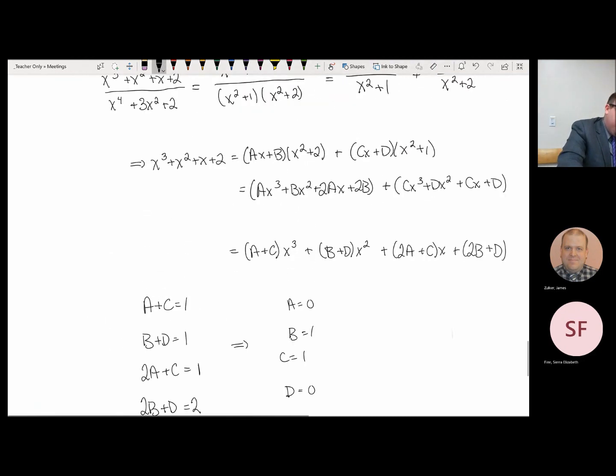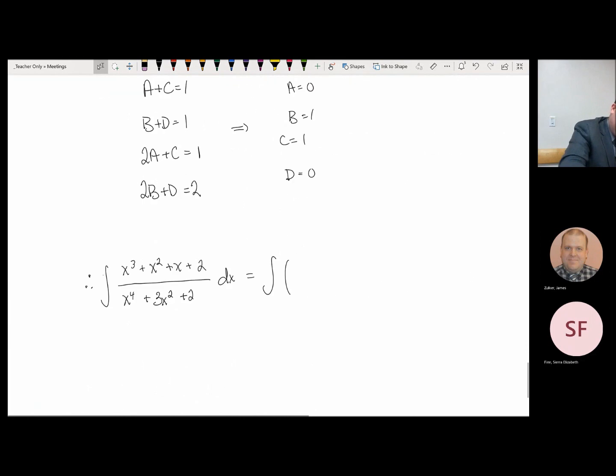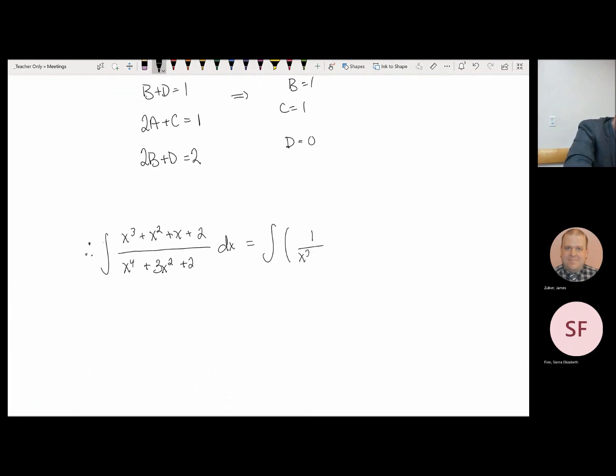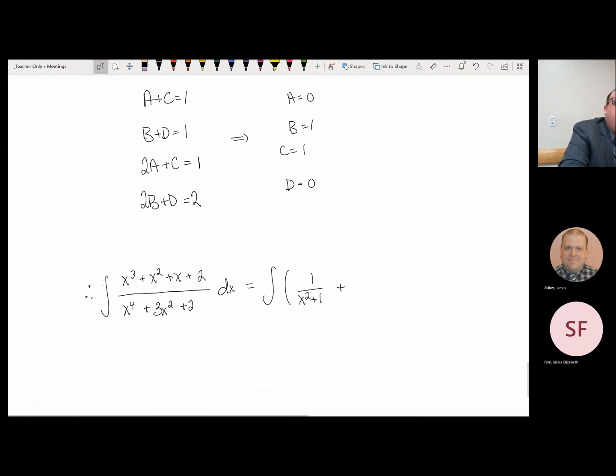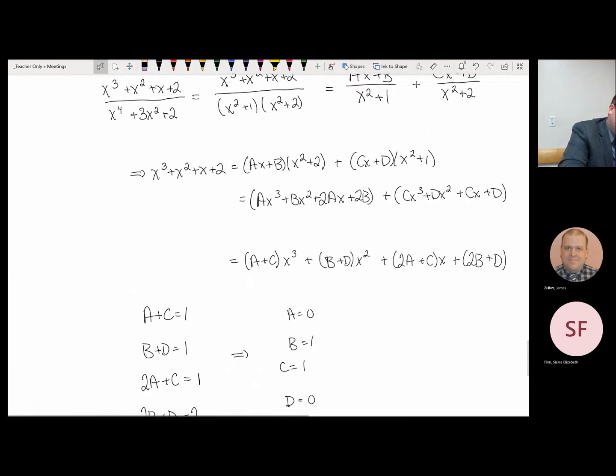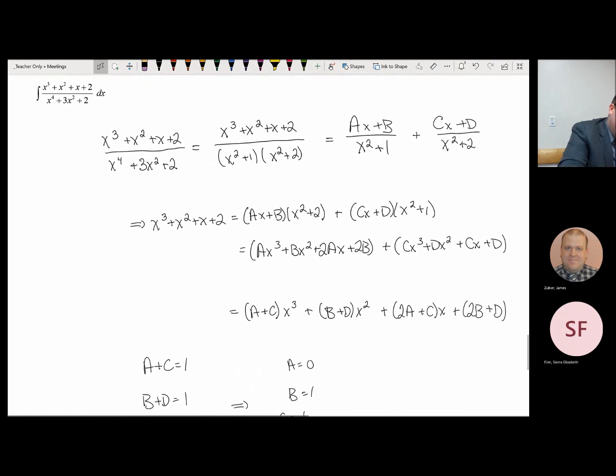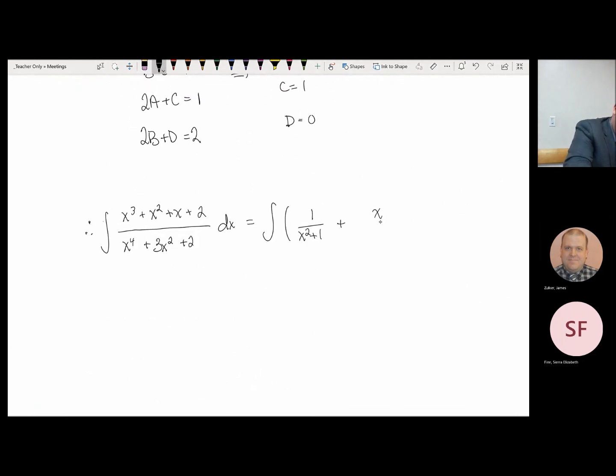A is 0. B is 1. That just becomes 1 over x squared plus 1. C is 1, D is 0. It gives us x over x squared plus 2. There's the decomposition.